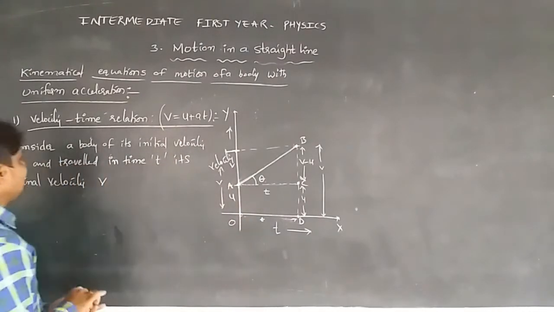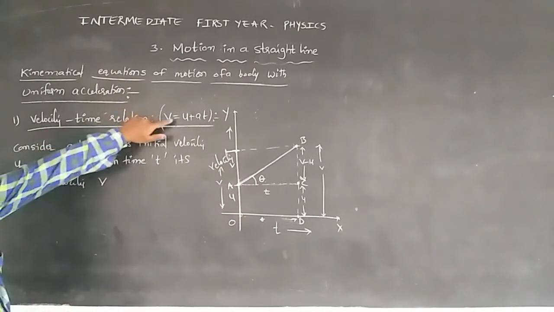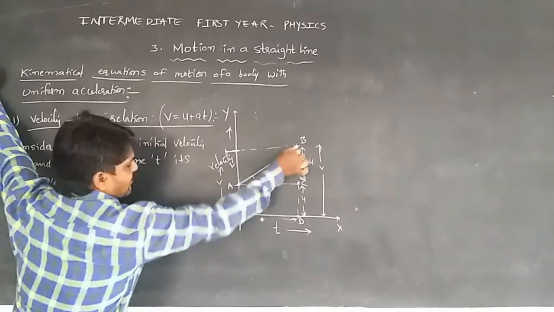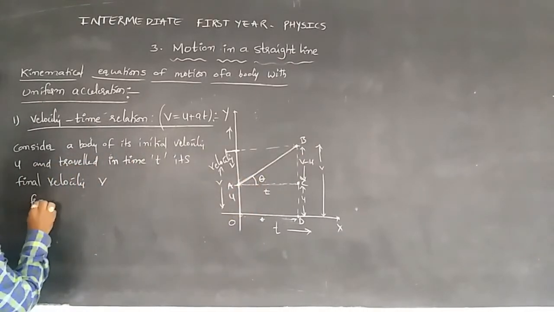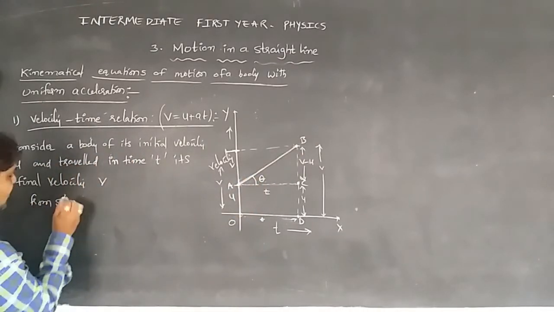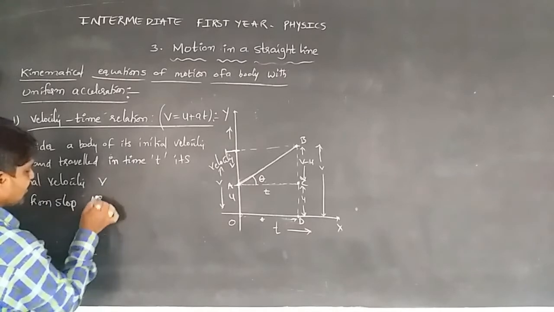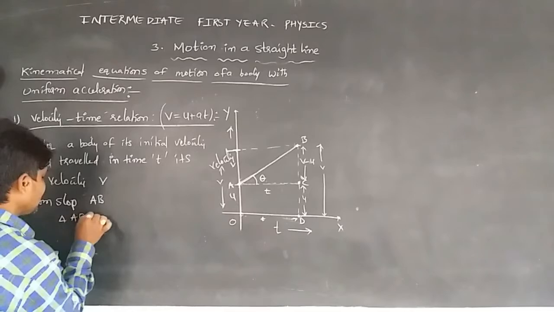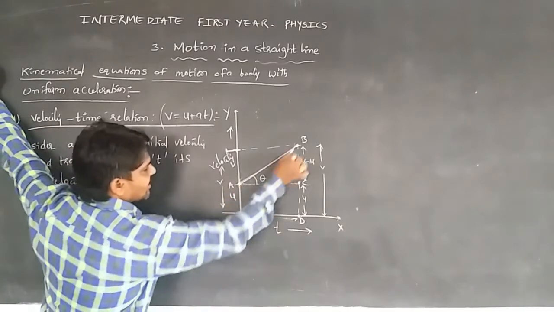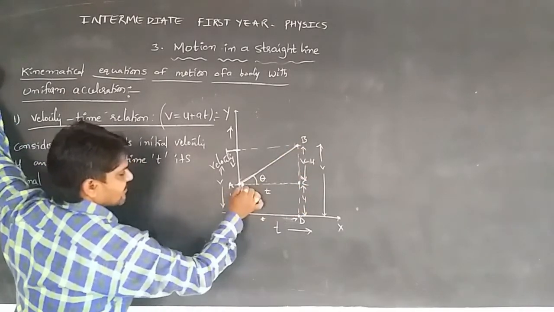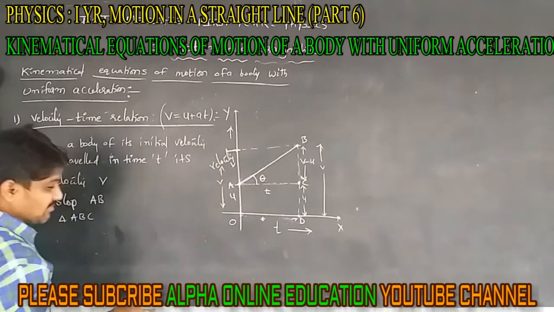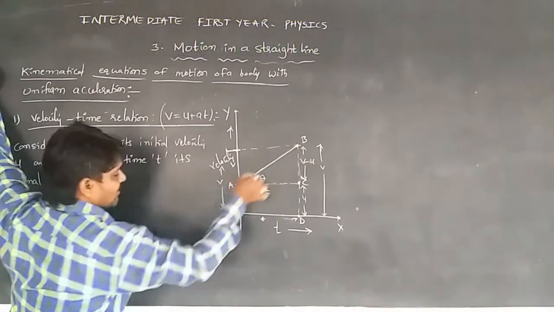Then here let's see the velocity time relation. We can find that from the slope AB, from the triangle ABC. It is a tangential line to the curve.